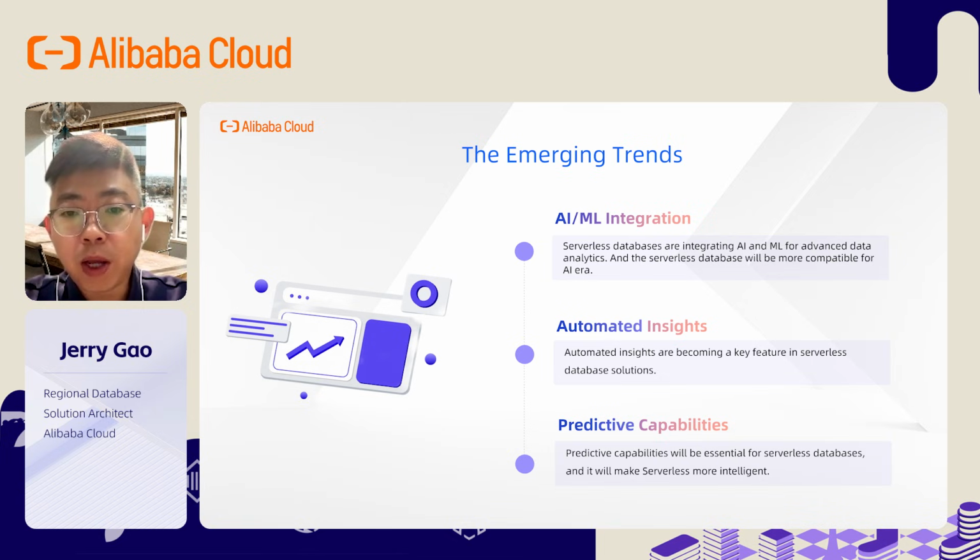The second one, automated insights. It is also becoming a key feature in serverless database solutions. And then the third one, predictive capabilities. Predictive capabilities will be essential for serverless databases, and will make serverless more intelligent. For example, based on historical data, a scaling up may happen for the instance, so the resource can be prepared in advance or something like that.